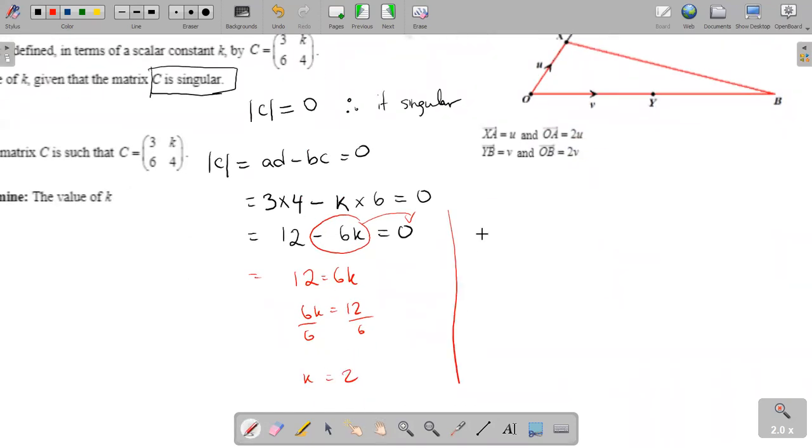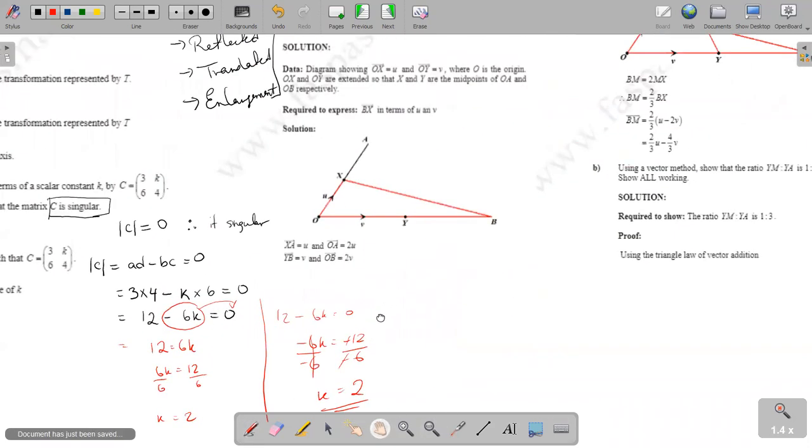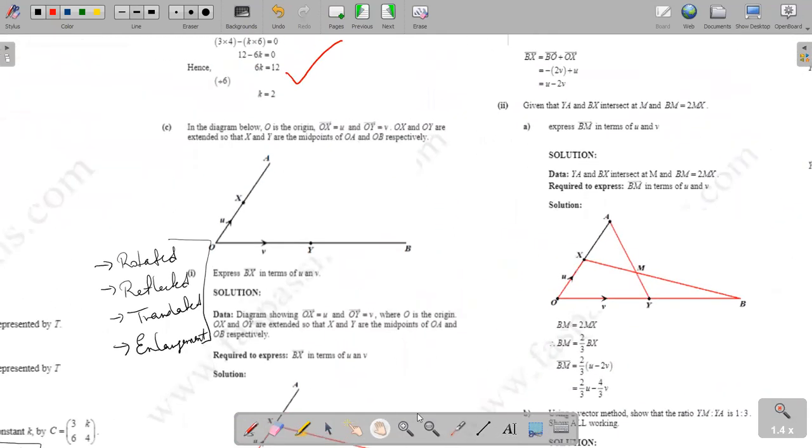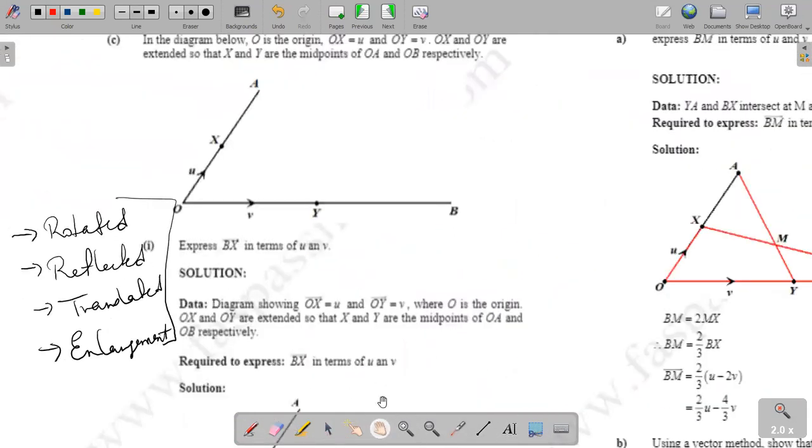Or you could do it the regular way. 12 minus 6K is equal to 0. When you move over 12, you're gonna get negative 6K is equal to negative 12. You divide by negative 6 on both sides. So you get K is equal to plus 2, because a negative and a negative cancel each other. Excellent job. So let's do our vectors now. See, K is equal to 2. Let's look into our vectors part now, and then we're gonna take a break for our afternoon session.